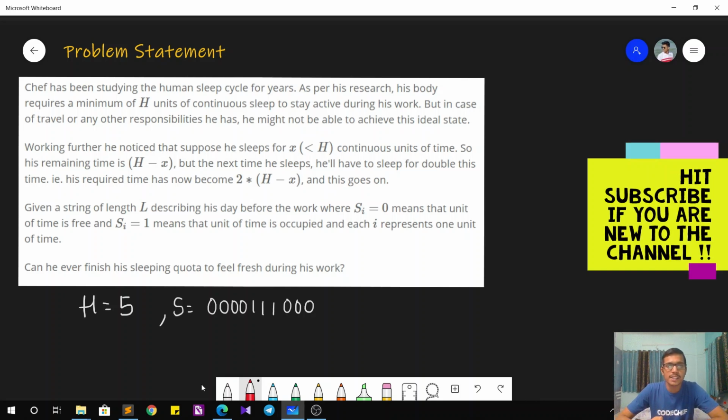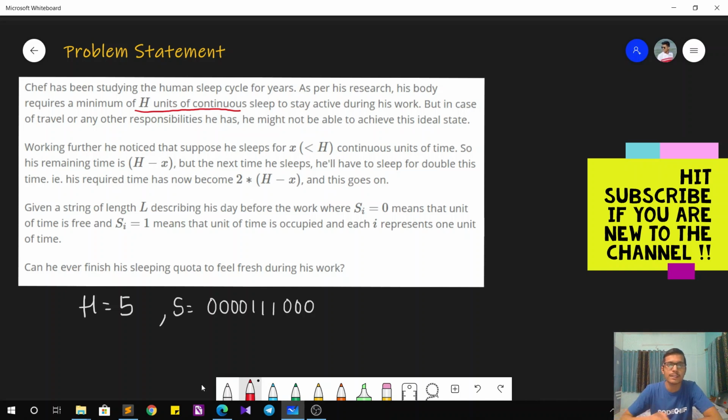In the question, it is given that Chef requires H units of sleep to stay active during his work. But it is also given that it's not possible, so Chef might not ideally sleep for H continuous hours, but that he completes his sleep in chunks. That is, he sleeps for some time, then works, then again sleeps, and so on.